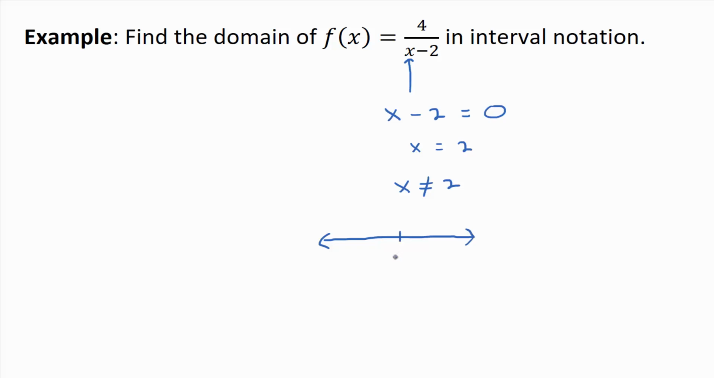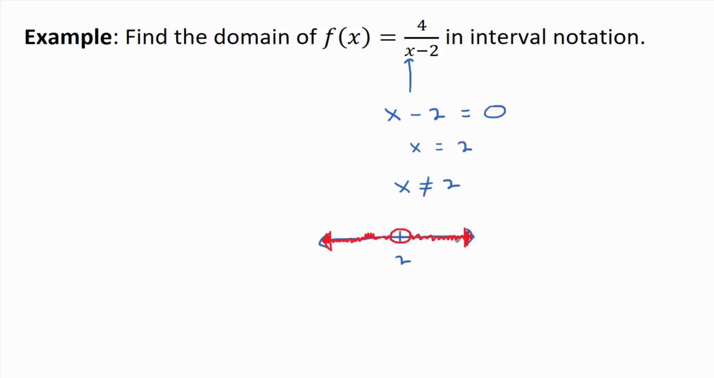I'll put 2 in the middle. Let's restrict that value, and I'm going to go back to some notation you've seen in the past, the open circle around the 2, to indicate that 2 is not included. But you can shade the rest of the number line. You're not going to have trouble plugging in any other value for x in the given formula.